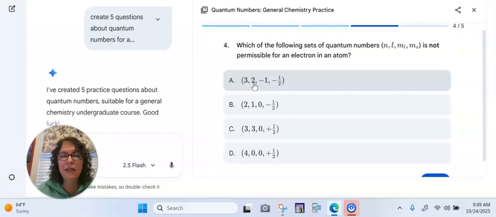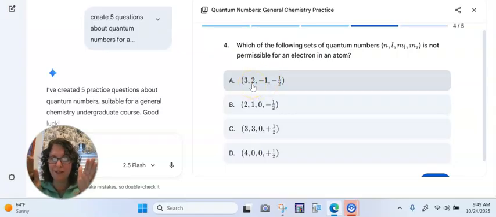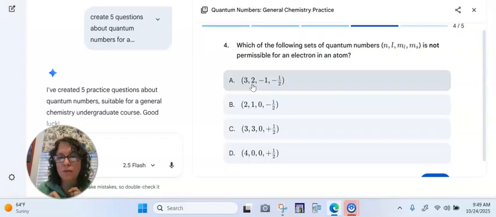And then if L is equal to 2, the allowed values of M sub L go from negative L up to positive L. So my allowed values of M sub L are negative 2, negative 1, 0, 1, and 2. This one's allowed. And then these guys out here on the end are always just going to be either positive 1/2 or negative 1/2. This one is permissible. They have followed the rules.